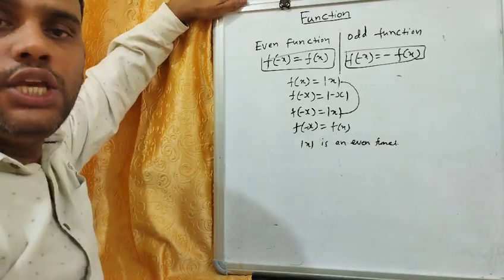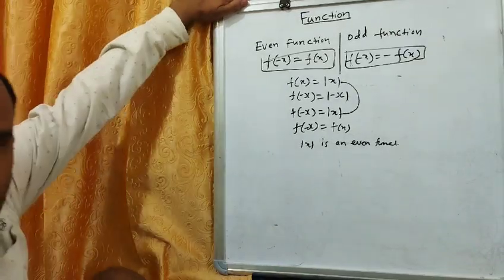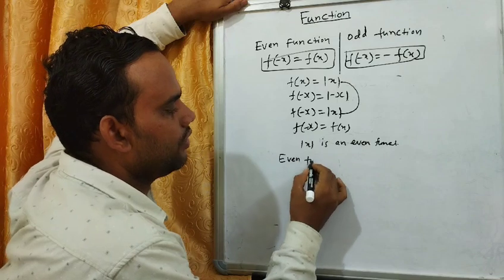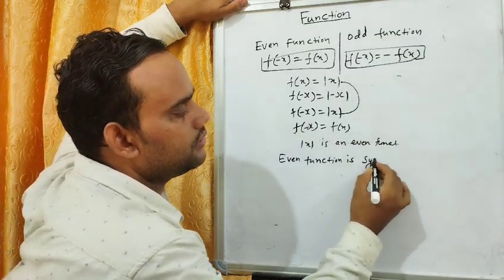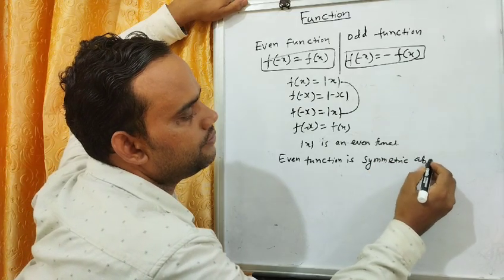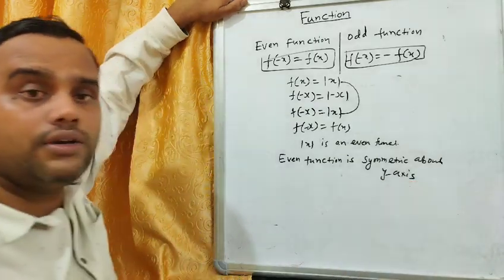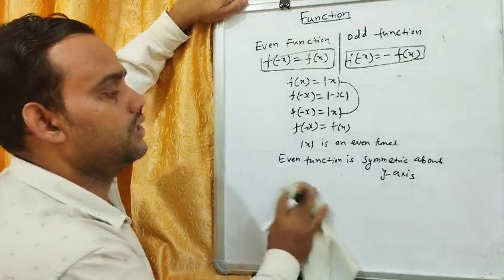What property do they have? An even function is always symmetric about the y-axis. An odd function is symmetric about the origin. So what is the meaning of symmetric about the y-axis?